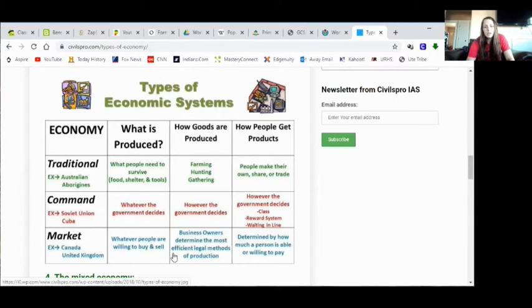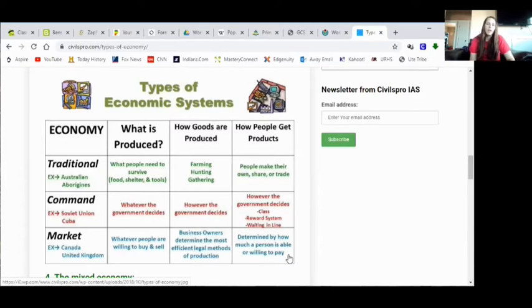How goods are produced, business owners decide how, and they also determine how it's going to get to people according to how much people are willing to pay. And you know, if people are shopping more online, which they are right now, then they're going to market more to sell their products and ship it to you. So free market is whatever the producers and the buyers, the consumers, want. They determine how much and what.